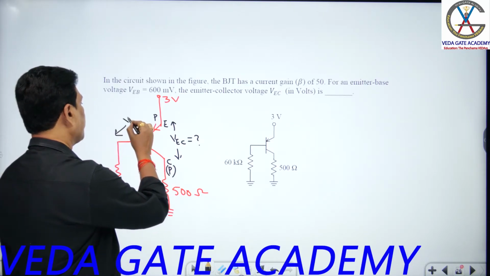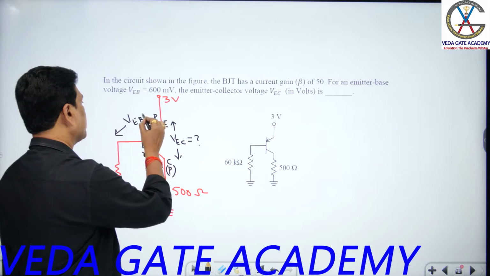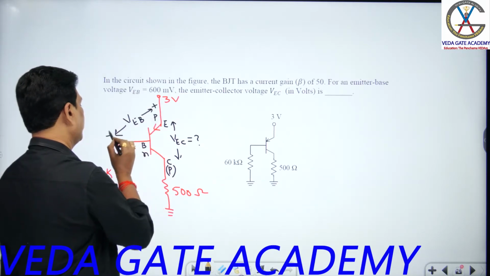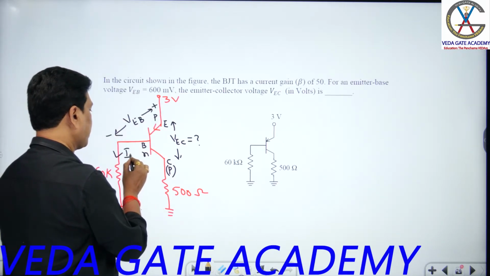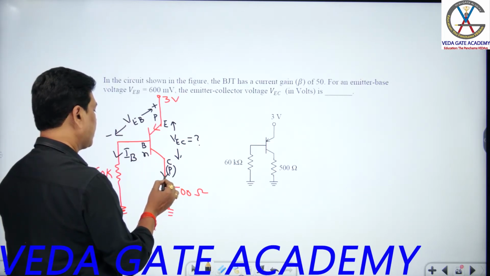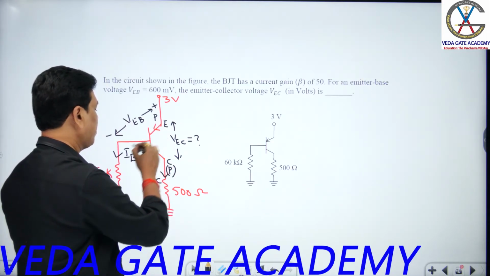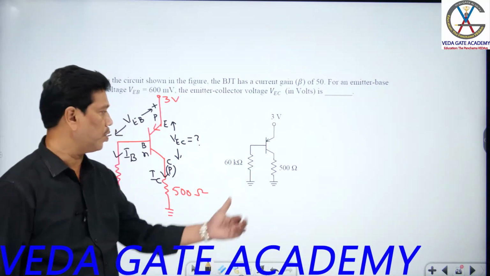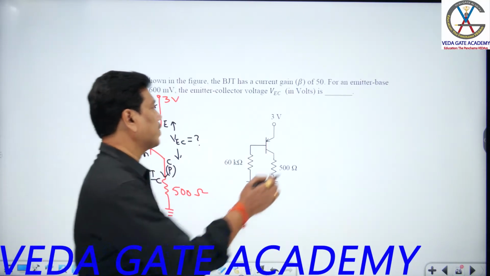Here the drop is VEB, you know, keeping the emitter positive with respect to base. Here the current passing is IB. Here the current passing is IC. IE is incoming, IB and IC are outgoing. So this is the circuit given. So what are they asking, students?